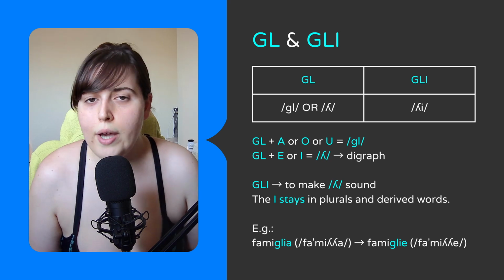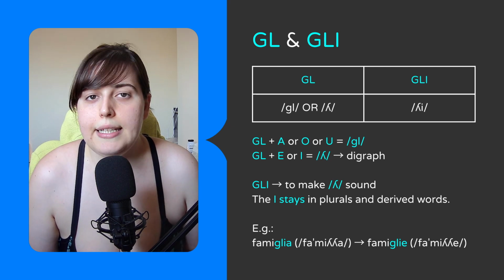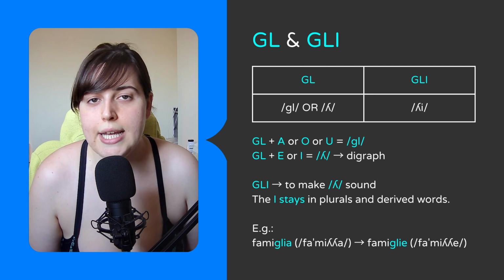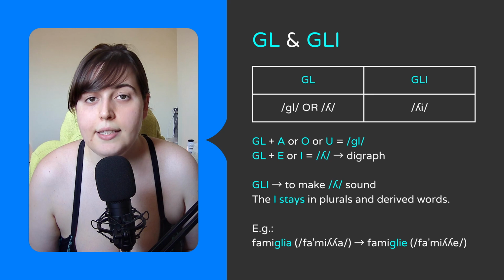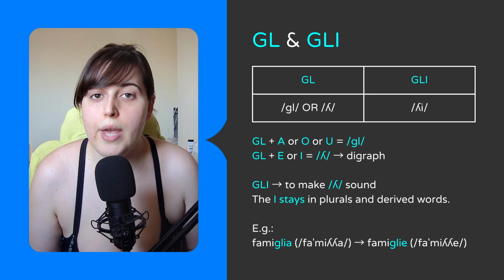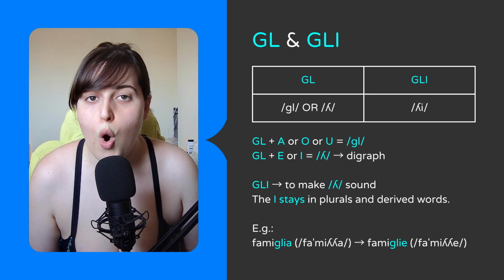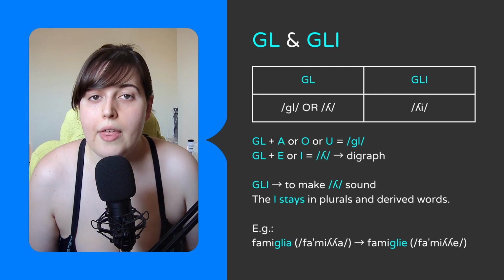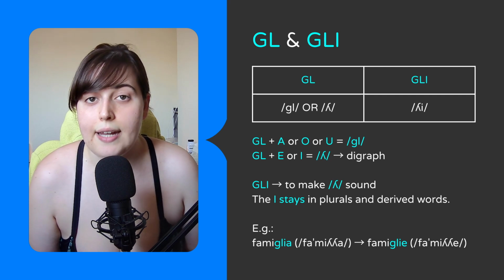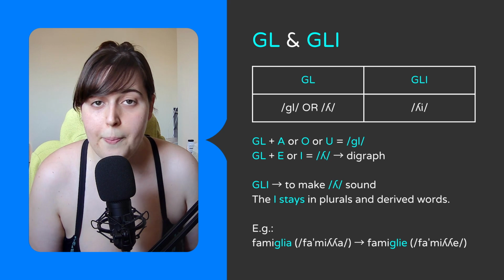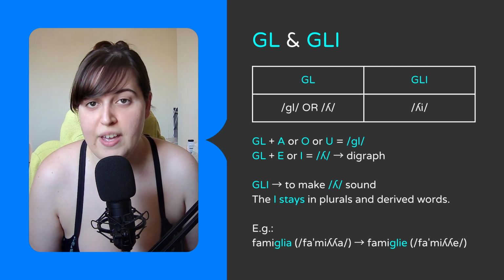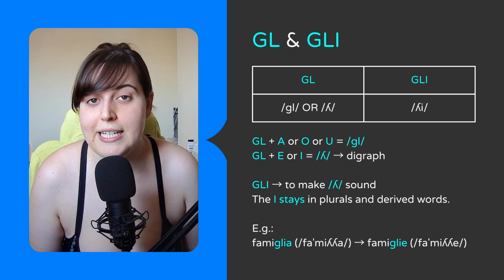But then, why do we have the trigraph too? GLI follows the same logic as the digraphs C and G. The I is added to change the sound when we have A, O, or U. Thus, the I will stay even in the plurals and derived words. For example, famiglia, family, becomes famiglie.